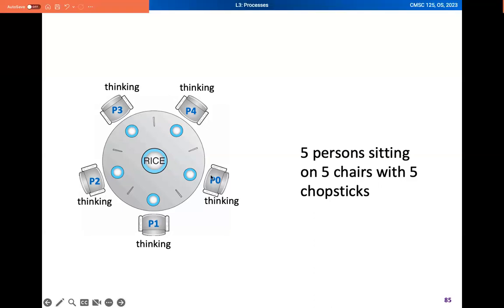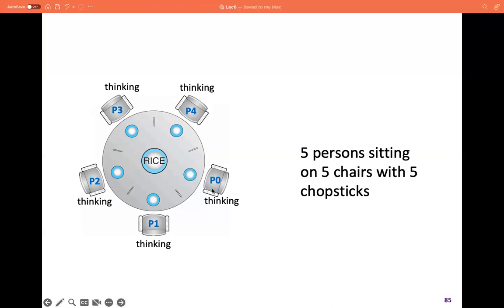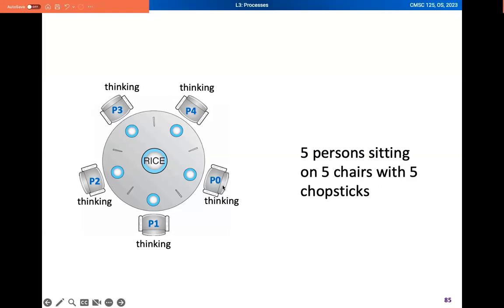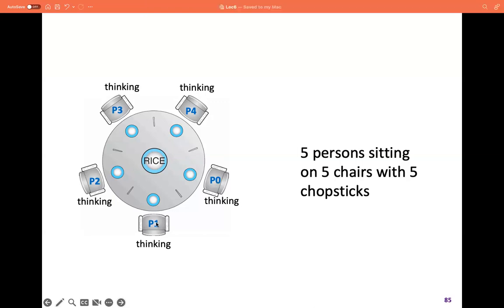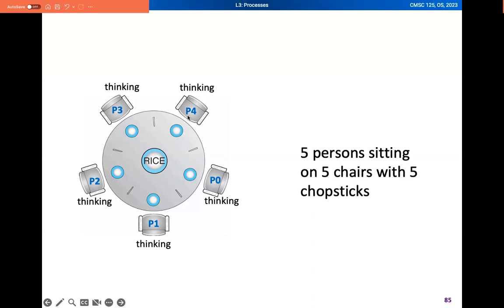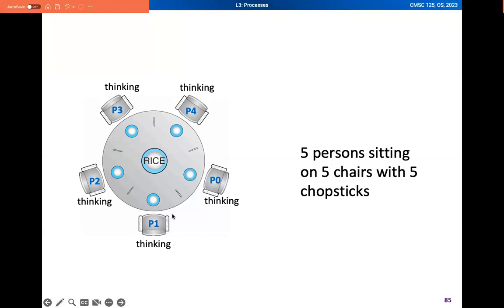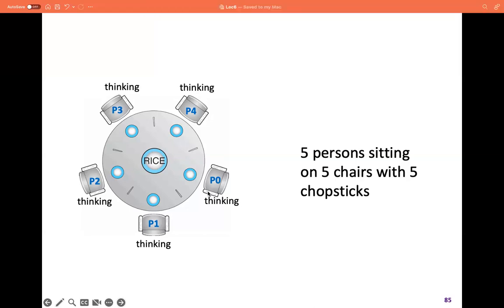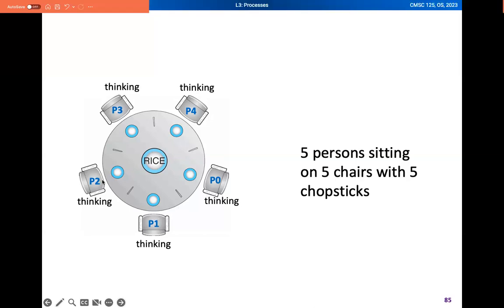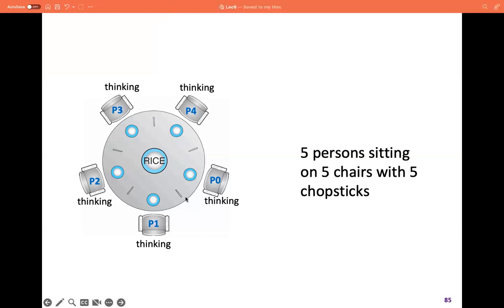There are philosophers on the dining table, represented by P0, P1, P2, P3, and then P4. Each of these philosophers only has two states, which is either thinking or eating. And as you can see here, in between each of the philosophers is one chopstick.